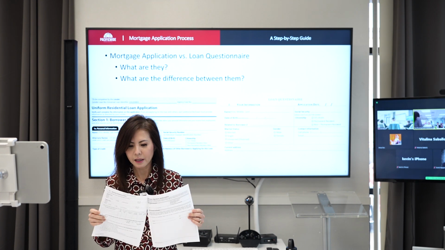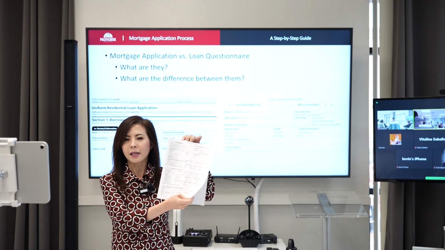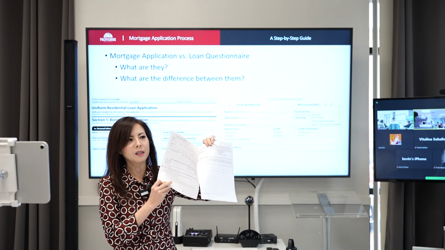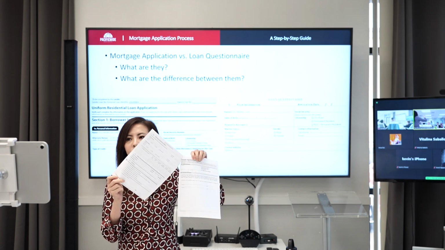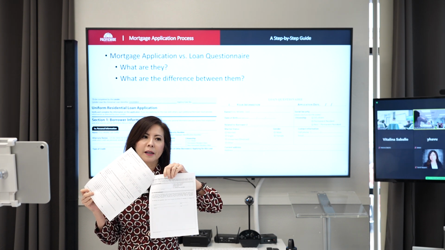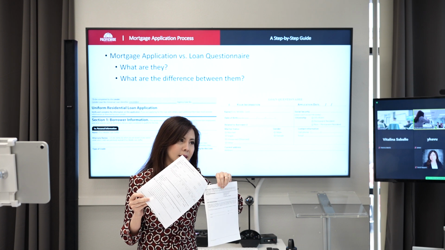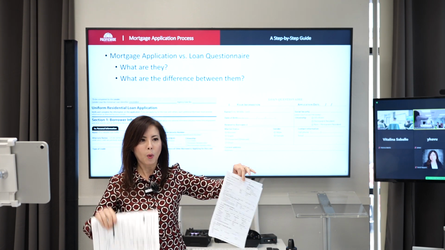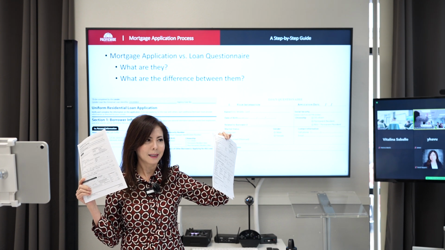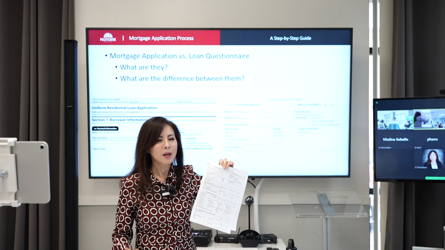Only 2 pages. First page, second page, and the third page is the authorization form. The authorization form is the form for the client to agree to allow us to run their credit report. That's it. So, do you write 2 pages or 8 pages? Which one? 2 pages. That's why we created the loan questionnaire.